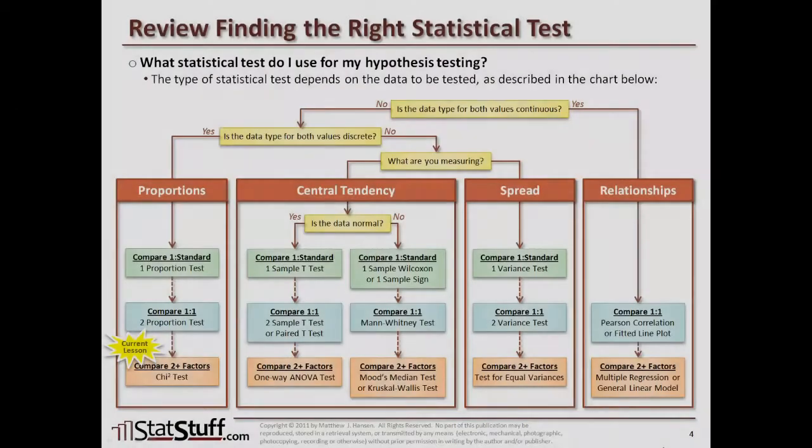All right, now let's review again the chart for finding the right statistical test and where the Chi² test fits into all this. In this drill down, like we've seen before, for finding the right statistical test, we're going to be working with 2 or more sets of data that are all discrete values. So that means we're looking at proportions types of tests, and because we're looking at multiple factors, comparing at least 2 or more factors, we're going to be using a Chi² test down here.